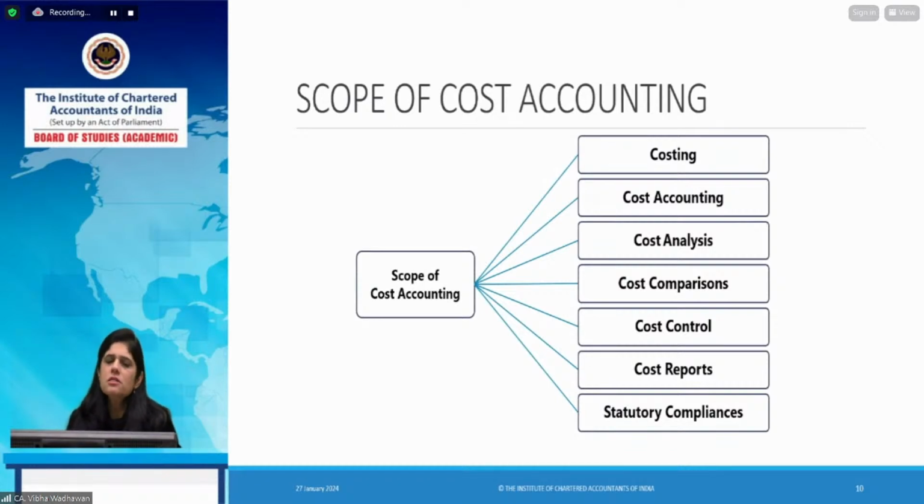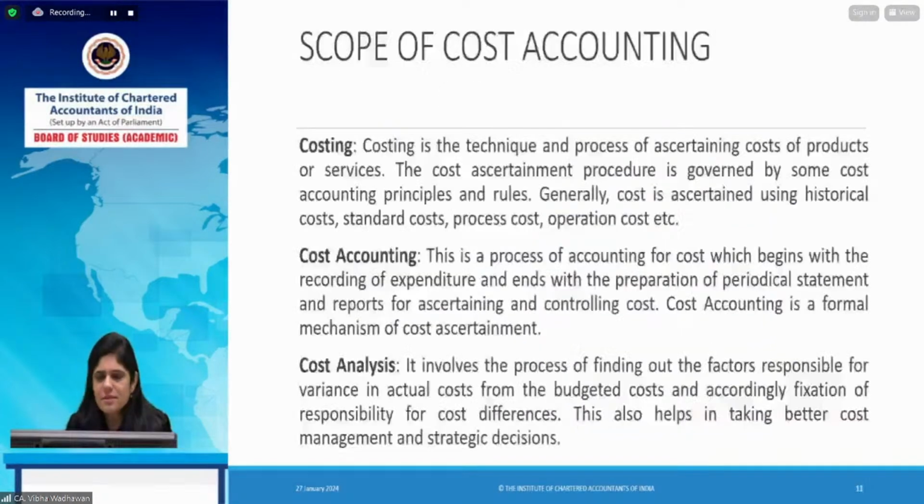So, the scope of what cost accounting has for you: costing, cost accounting, cost analysis, cost comparisons, cost control, cost reports, and statutory compliances. So let us understand. Of course, costing we have understood. It's a technique of ascertainment of cost or computation of cost. The cost ascertainment procedure is governed by cost accounting principles, rules, methods and techniques of how we compute the cost. You'll be learning over a period of time in the costing syllabus.